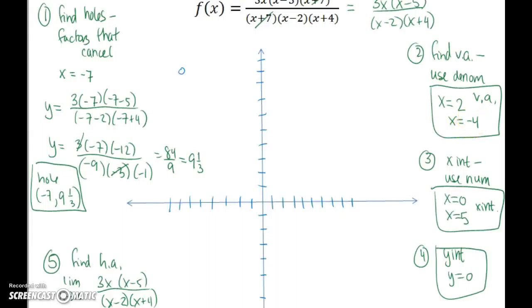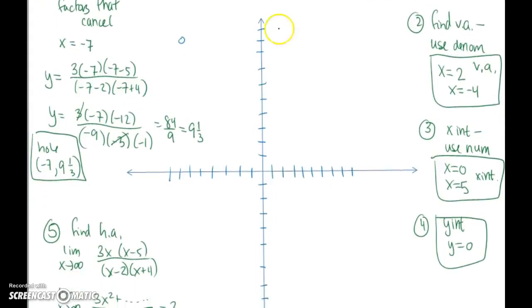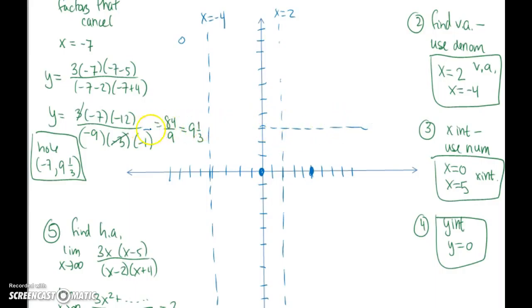Number 2, our vertical asymptotes. We have an asymptote at x equals 2, and another one at x equals -4. Number 3, x-intercepts, we have one at 0, and we have one at 5. Number 4, our y-intercept at 0, which is kind of redundant because we have an x-intercept at 0. And then number 5, our horizontal asymptote, we said was at y equals 3. So here's our horizontal asymptote.